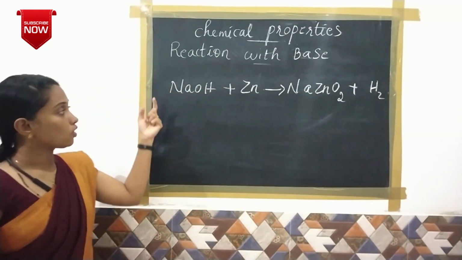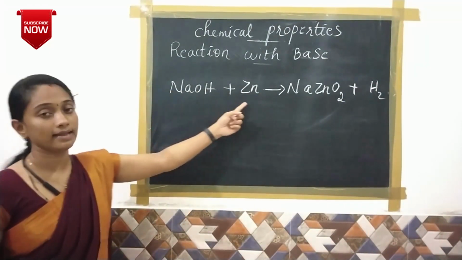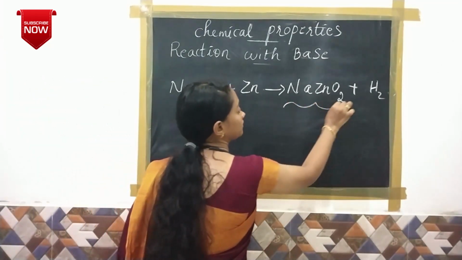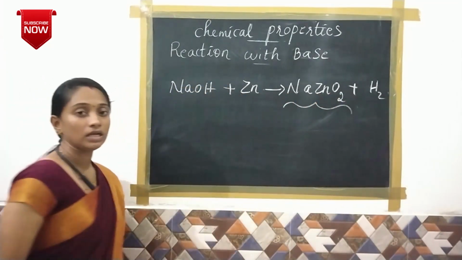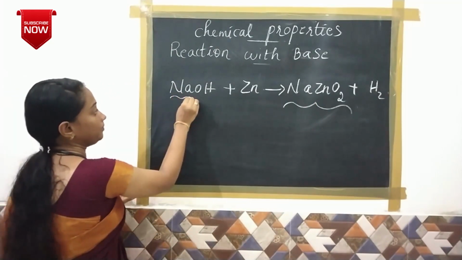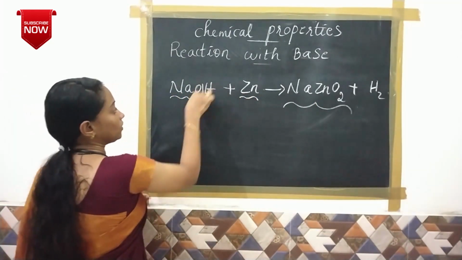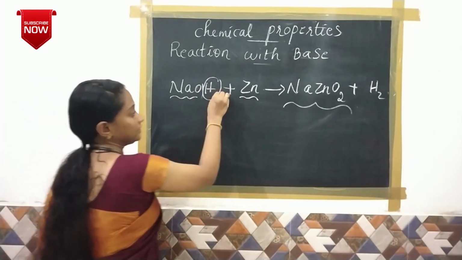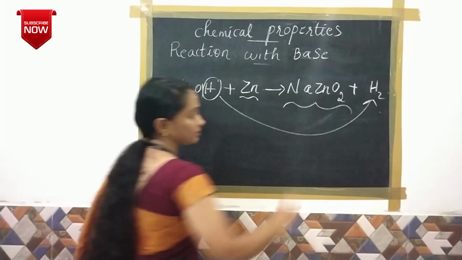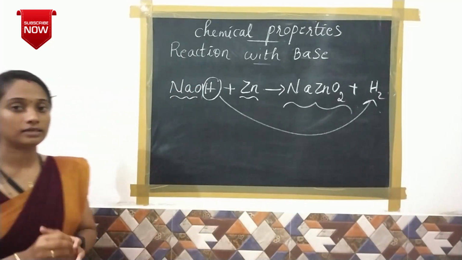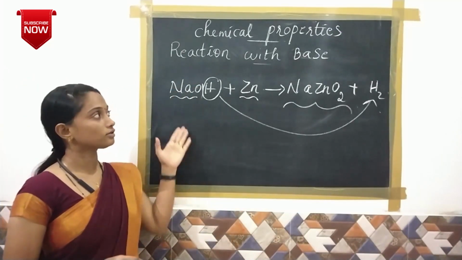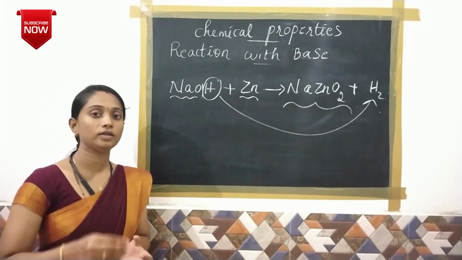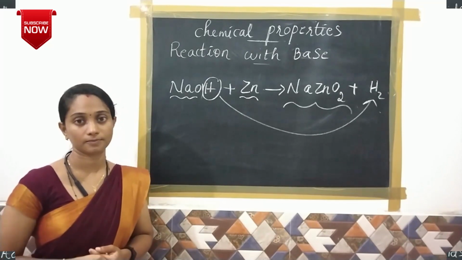When the strong base sodium hydroxide is reacted with the metal zinc, it produces one compound, that is one salt, sodium zincate. The sodium, zinc and oxygen combine to form sodium zincate, and the remaining hydrogen is released as hydrogen gas. In the case of non-metals reacting with a base, it is a very complex reaction, so we will learn it in the higher classes.